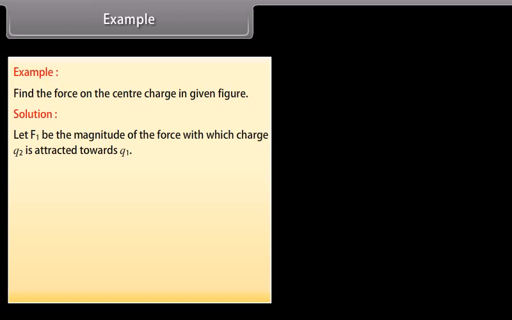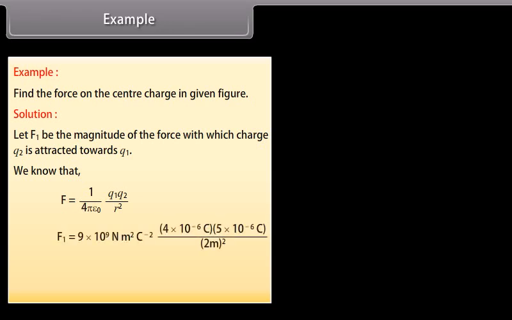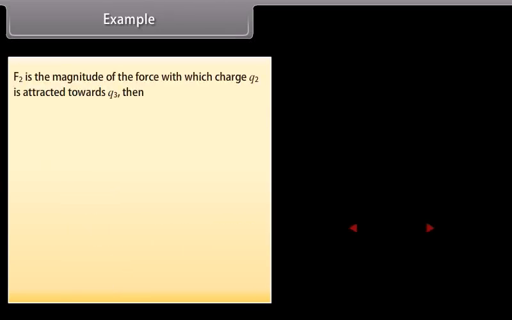Let F1 be the magnitude of the force with which charge Q2 is attracted towards Q1. We know that F1 is equal to 1 upon 4 pi epsilon naught multiplied by Q1 Q2 upon R square. Put the values in this equation. We get F1 is equal to 45 into 10 raised to the power minus 3 Newton, which is equal to 0.045 Newton.